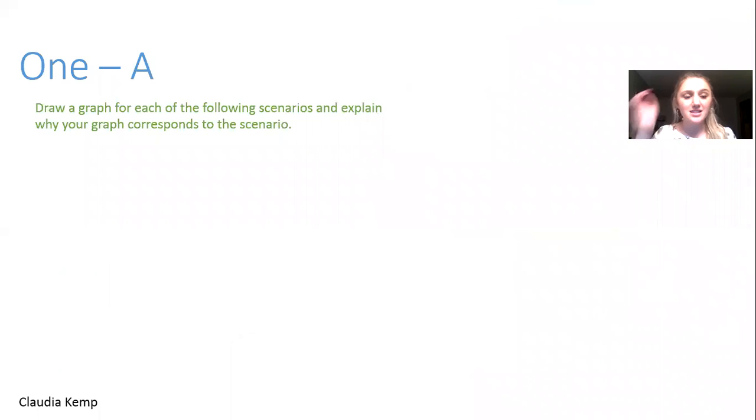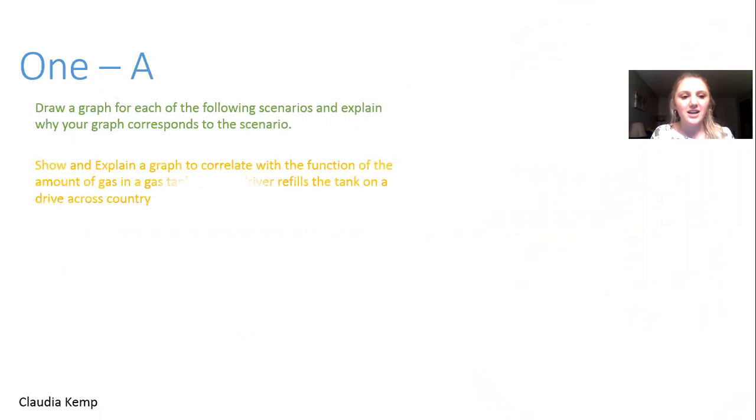Number 1 has 3 parts, I believe, and it asks to draw a graph for each of the following scenarios and explain why your graph corresponds to the scenario. So part A asks for a graph to correlate with the function of the amount of gas in a gas tank when a driver refills the tank on a drive across country.